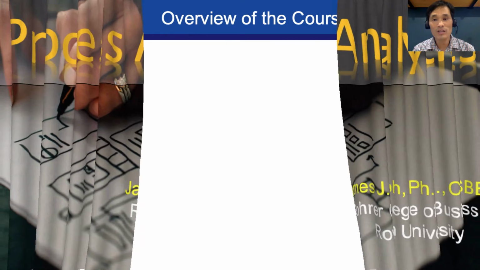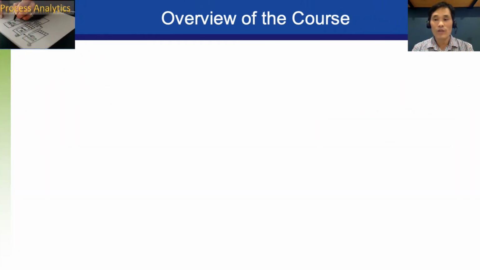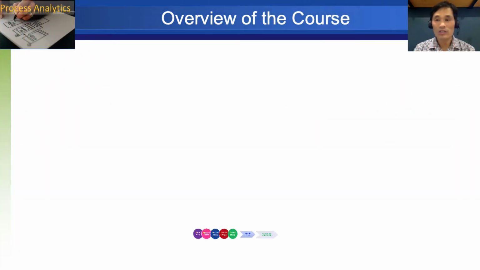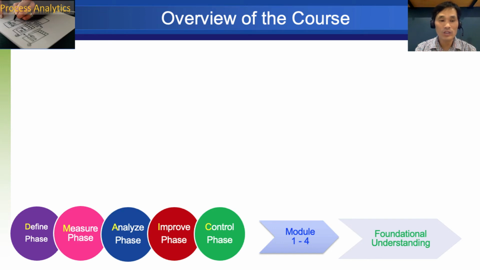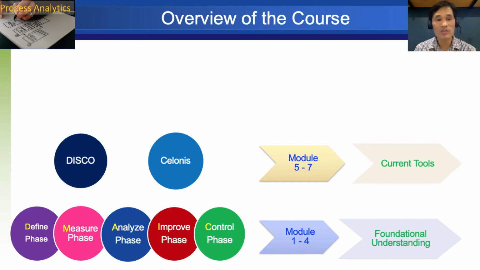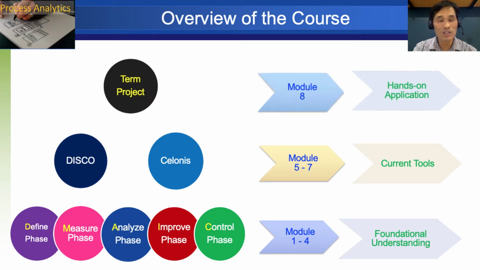Here's the roadmap of the course. We have learned the define phase so far. Before that, we are going to learn define, measure, analyze, improve, and control phases, which is known as the make process. And then we will apply that to Disco and Celonis. And lastly, the term project will be the overarching project for everything.